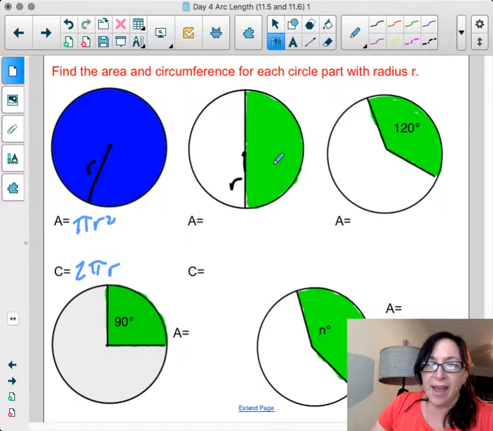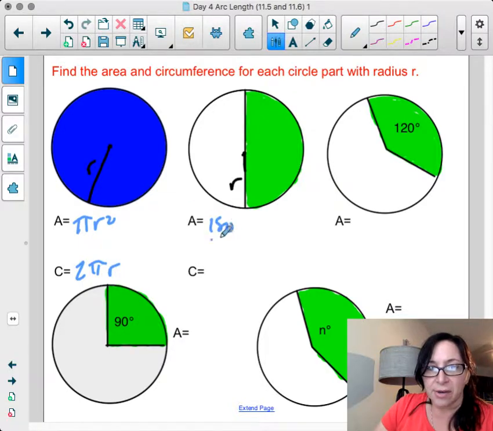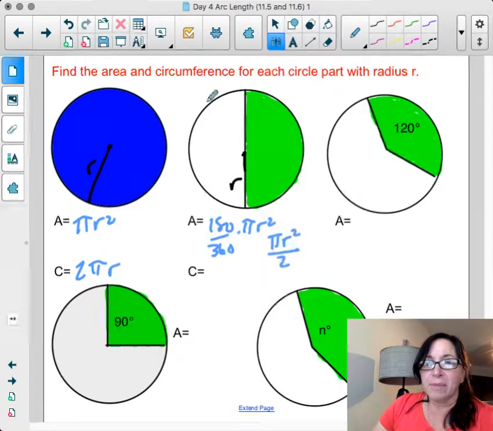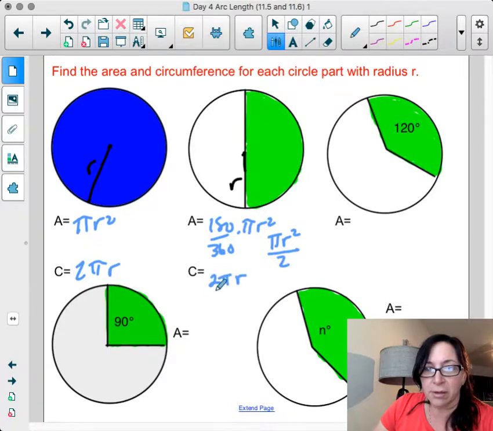Whereas this one is half of the circle. So this is actually 180 degrees over 360, which most of you know is a half, times pi r squared. We can say this is 1/2 pi r squared, or we can just write it as pi r squared divided by 2. Circumference, because we're only going around half of the circle, is 2 pi r divided by 2. The 2's cancel, so that's just pi r.